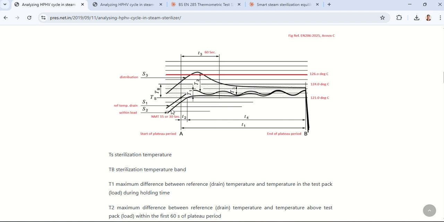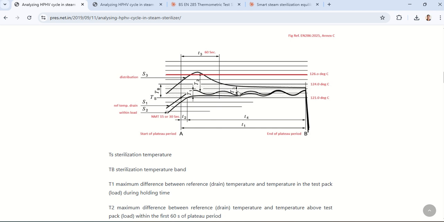Then let's talk about the next. This is your distribution, this is your drain. The distribution sensor is allowed, within a 60 second time frame, to go more than set plus 5 degrees. That is the reason I mentioned 126, because 121 plus 5 degrees is 126. This is the upper limit of your distribution sensor, and here it is going beyond, but this is still acceptable within 60 seconds. But you see it comes down and then joins your band, so it is within the sterilization band.